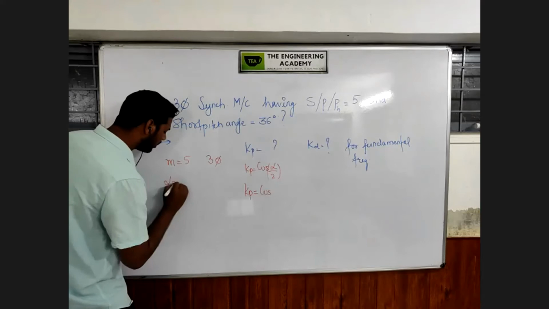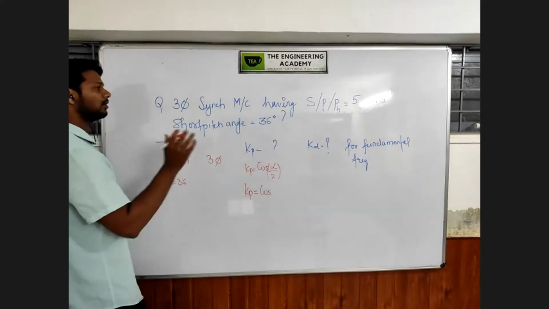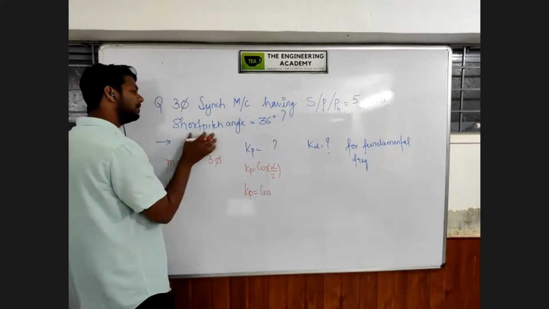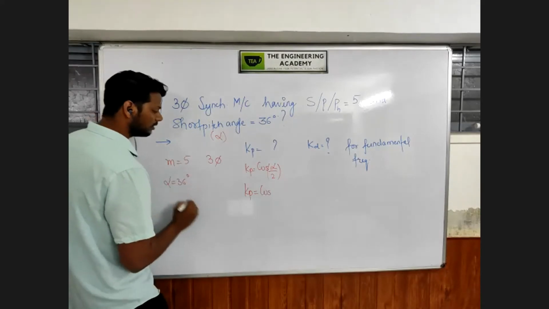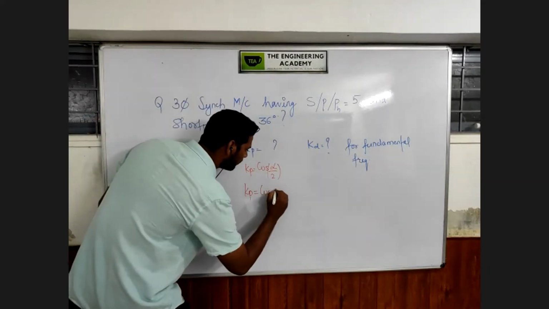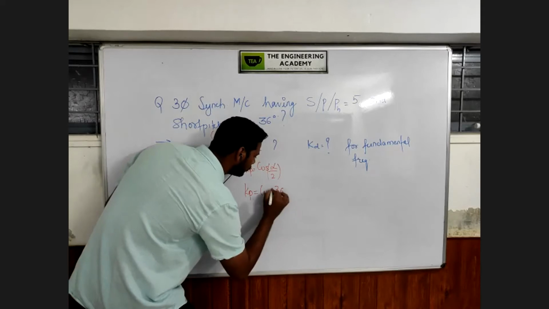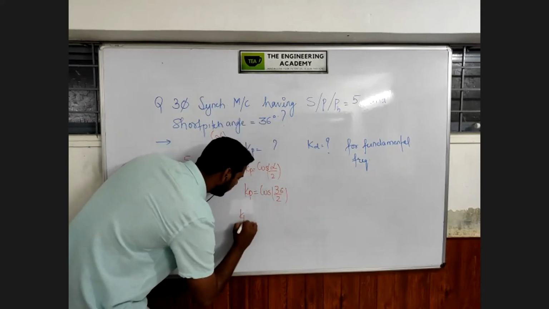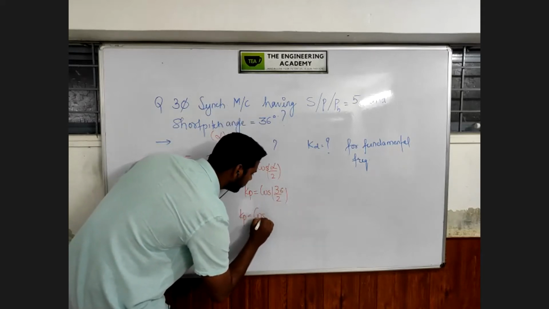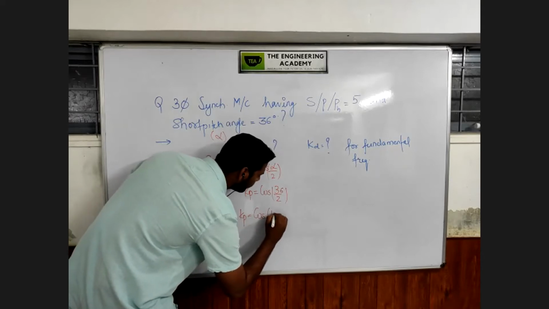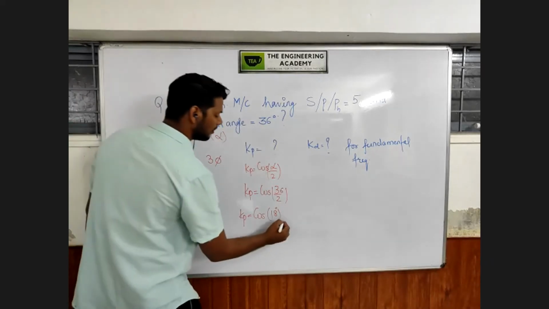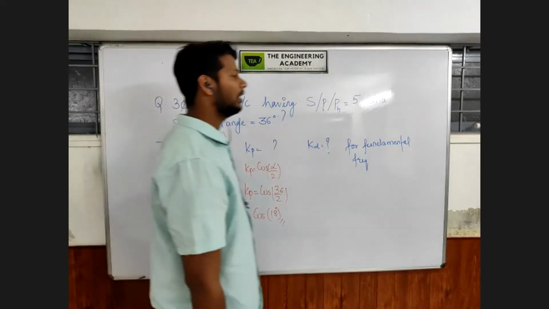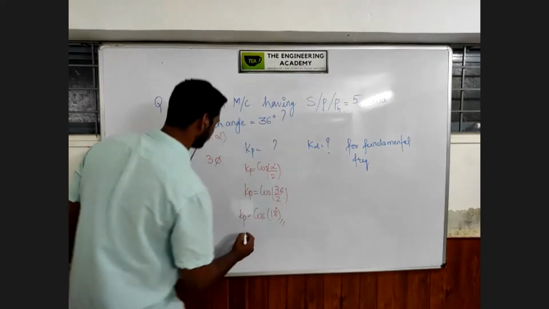How can we say that? Because in the question they have given that the short pitch angle is equal to 36, and the short pitch angle is also known as alpha. So Kp is equal to cos(36/2), which is cos 18 degrees. Put this value in the calculator and tell me.